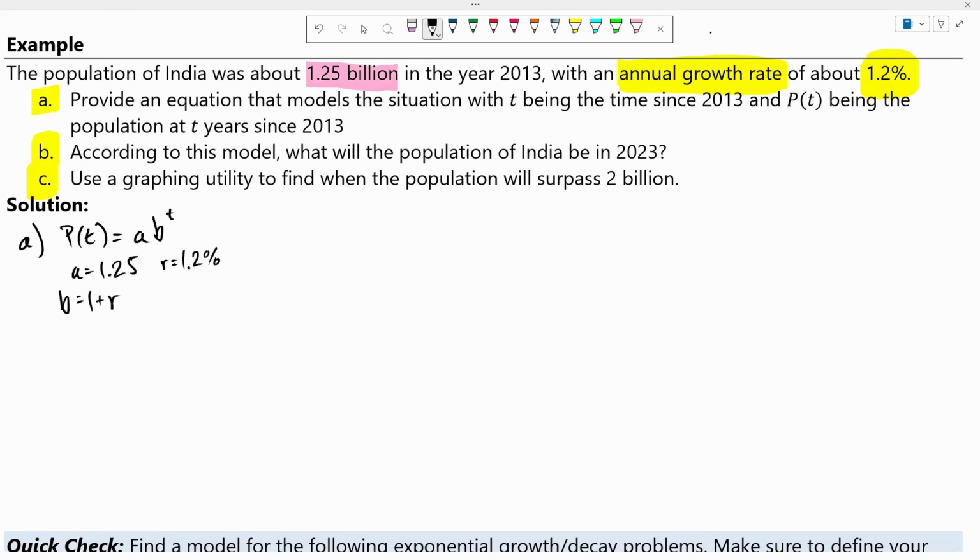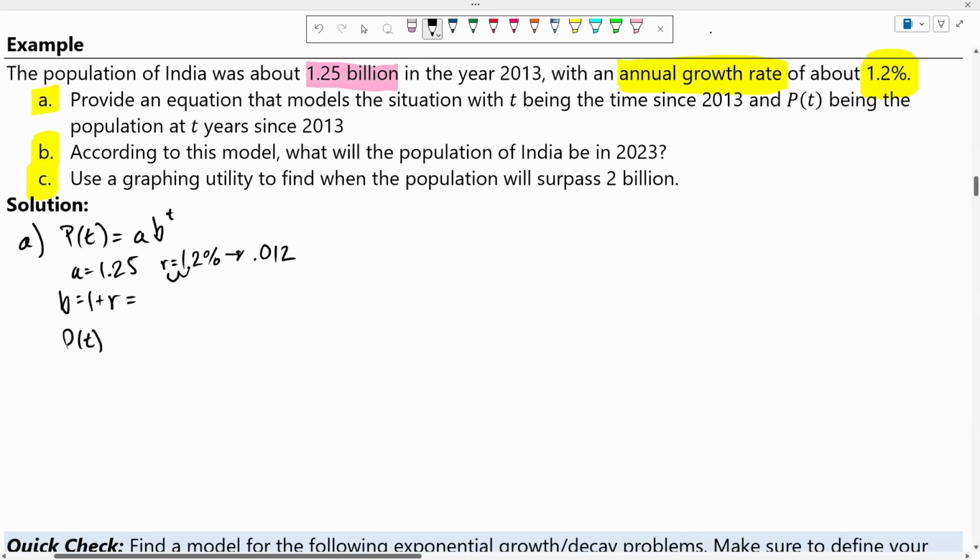Now, we can't plug in 1.2%. We have to actually change it to a decimal. Hopefully you guys remember how to do that. We're going to grab the decimal point and go 1, 2 back. So 0.012. That is going to be the equation that we're going to need for our function. Okay, so P of T.